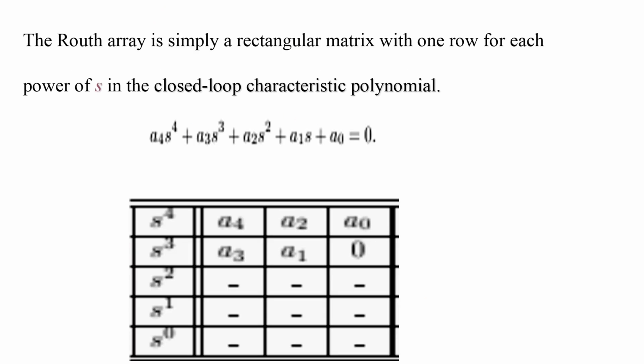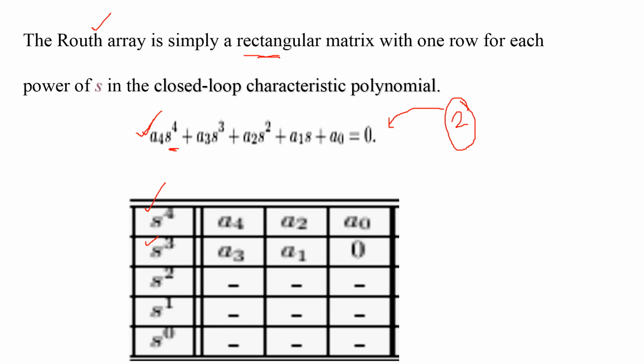Coming to construction of the RH table, here the RH table is simply a rectangular matrix. In this matrix, the first two rows are obtained from the coefficients of the characteristic equation. In our example, this is the characteristic equation. Here the highest power of s is s power 4. So the first row is s power 4 and the second row is s power 3.